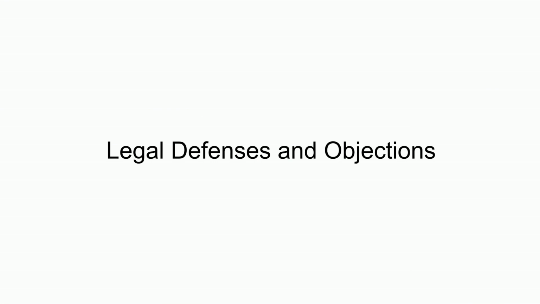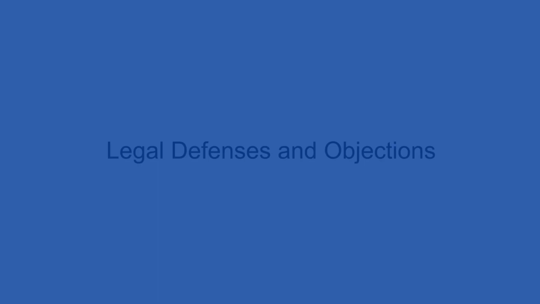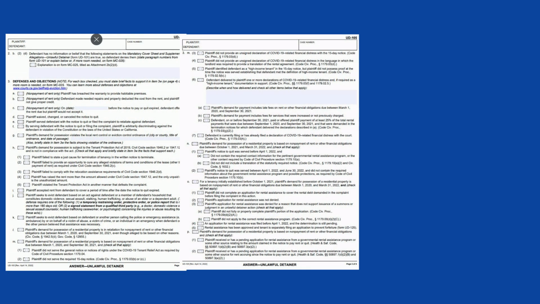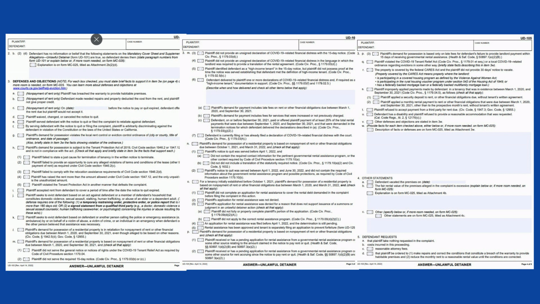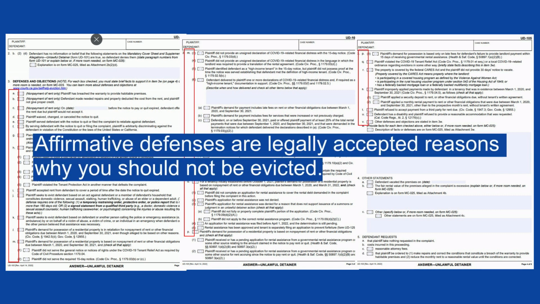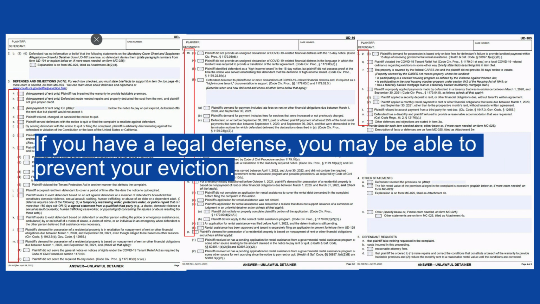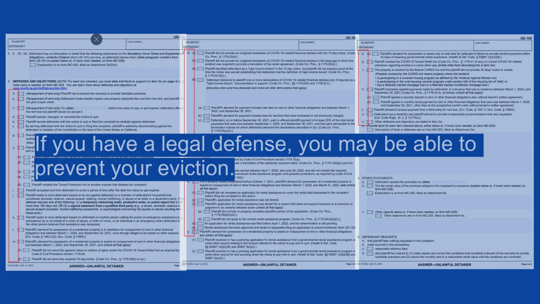Legal defenses and objections. The plaintiff must prove that they have properly terminated your tenancy. In this section, you will be able to challenge the allegations in the complaint using the legal defenses and objections listed from 3A through 3V. Affirmative defenses are legally accepted reasons why you should not be evicted. If you have a legal defense, you may be able to prevent your eviction.